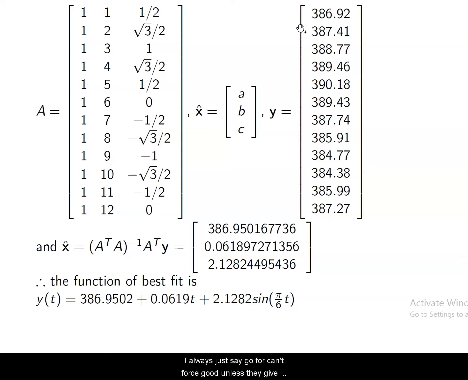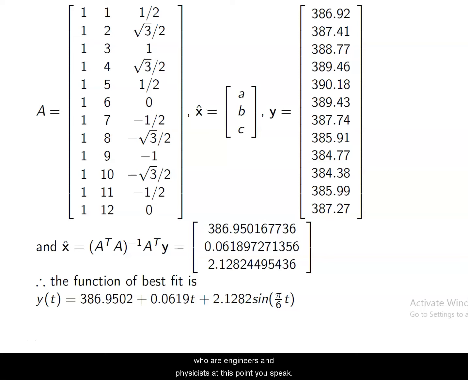I always just say go with 4, okay? 4 is good. Unless they give you 4, then you want to provide 5, right? But the standard sort of rule for that is if you're given 2, you provide 1 extra decimal place. I always just do 4. It's the safest bet, okay?